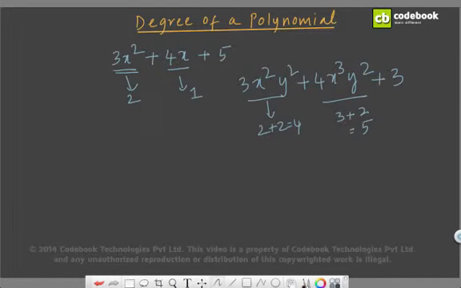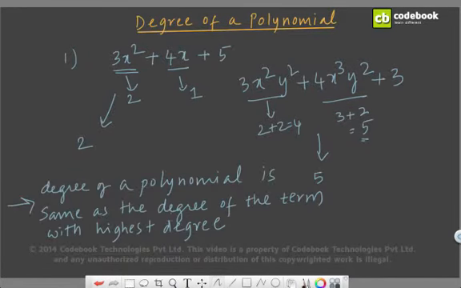And the degree of a polynomial is the same as the degree of the term which has the highest degree. So in this polynomial 1, the term with the highest degree is 2. And in this case, the term with the highest degree is 5, and the degree of this polynomial is 5. So the degree of a polynomial is the same as the degree of the term with the highest degree.